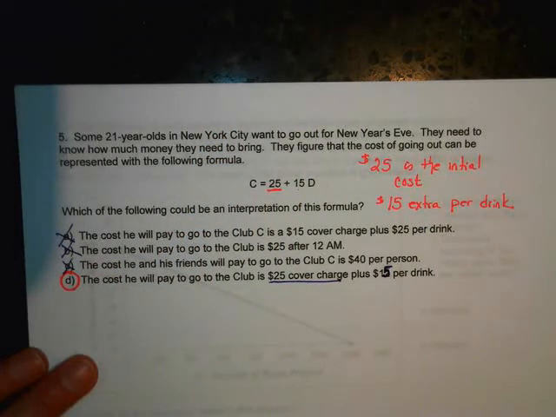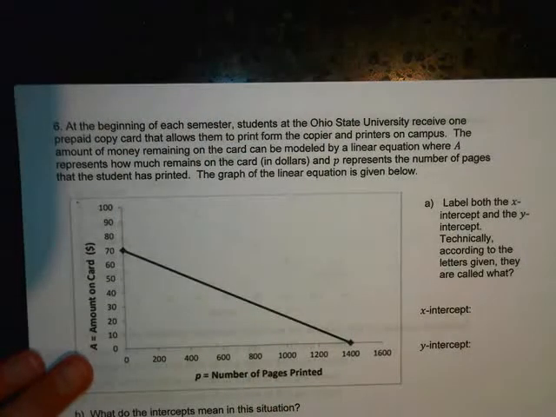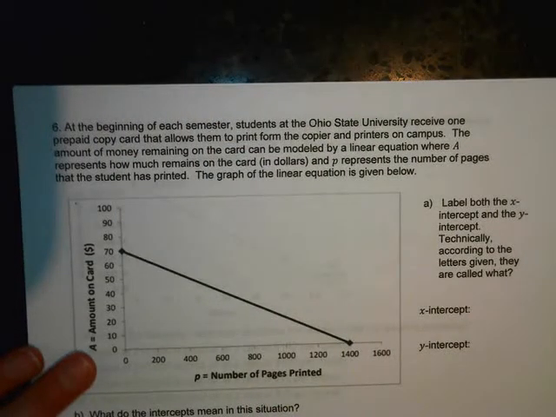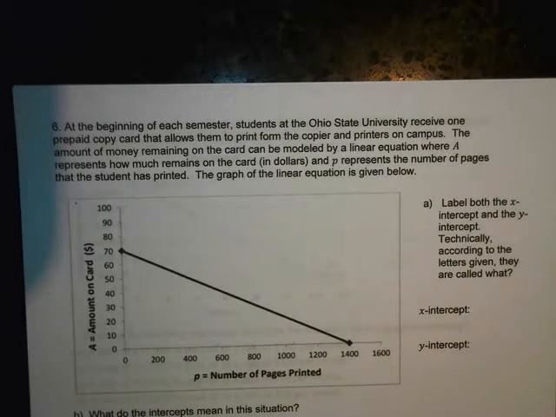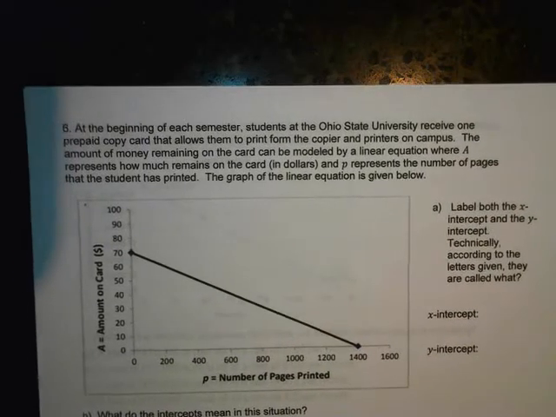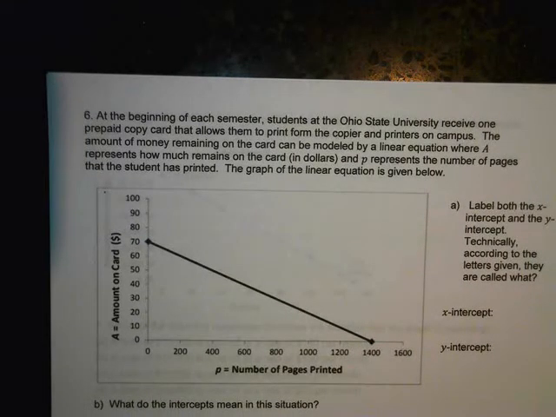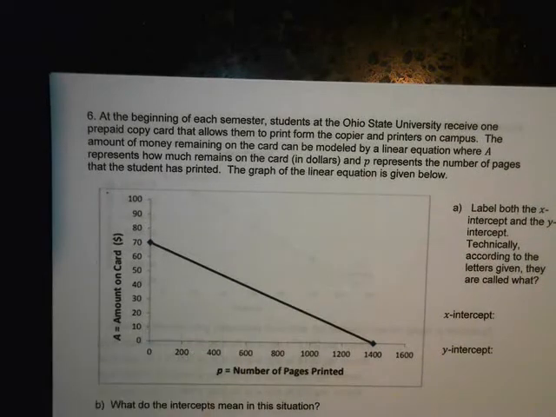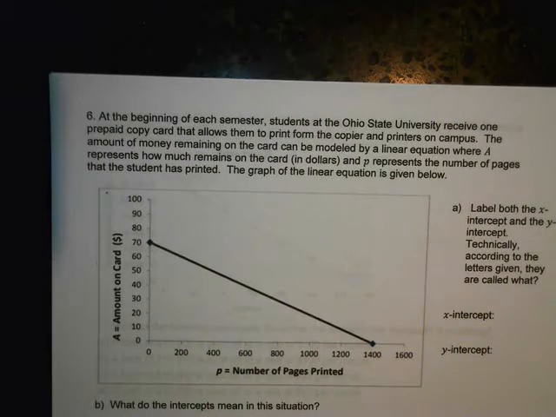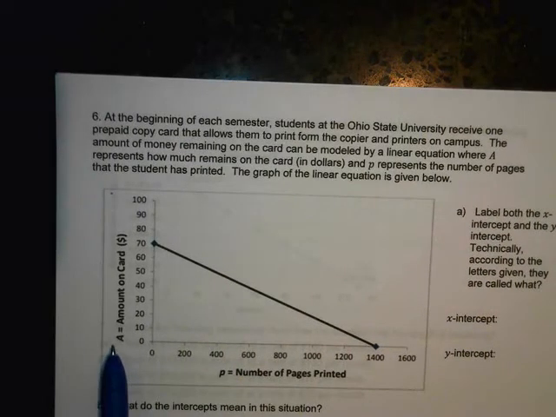All right, now you'll also have a graph on the final that you have to interpret. It says at the beginning of each semester, students at Ohio State University receive a prepaid copy card, just like you guys do. The amount of money remaining on the card is modeled by this line. A represents the amount of money in dollars on the card, and P is the number of pages that have been printed.